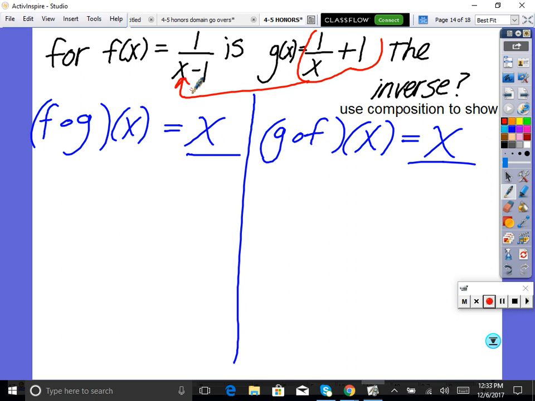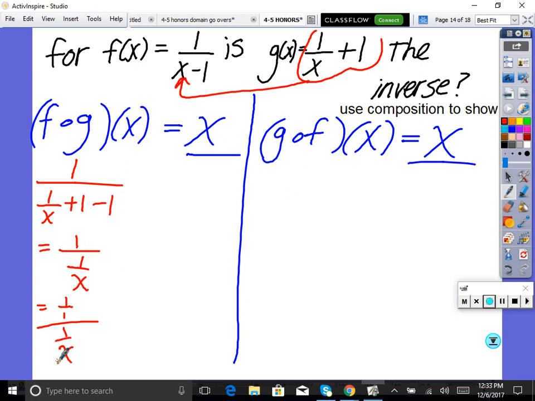G plugged into f. So this would be 1 over x plus 1 minus 1, right? Now we would simplify it. Isn't that equal to 1 over x? Which simplifies. Everybody listen. On top, 1 is technically 1 divided by 1 over x. Dividing fractions is easy as pie. Flip the second and multiply. Look, it did simplify to be x.